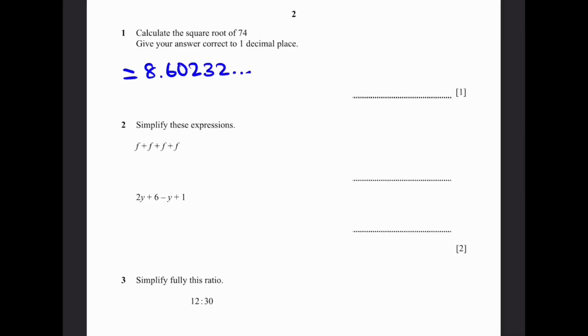Let's give this correct to one decimal place. So we need to see the second decimal place. That's a 0, which is less than 5. So we can write it as 8.6 for 1 dp.